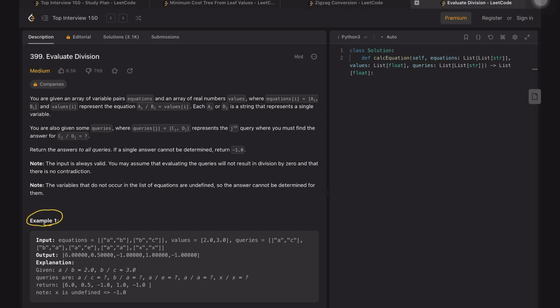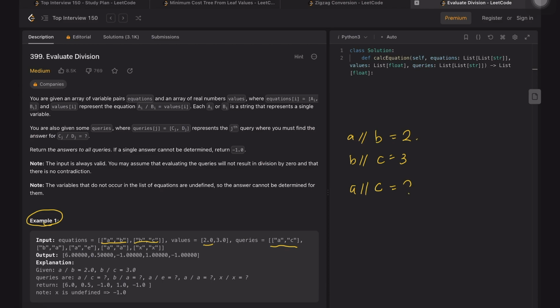So let's see example 1. As the equations, we have A and B, and the first value in the values is 2, so that means A divided by B equals 2. And the second one is B, C. So B divided by C equals 3. And we are given the query A and C. So what is the value of A divided by C?